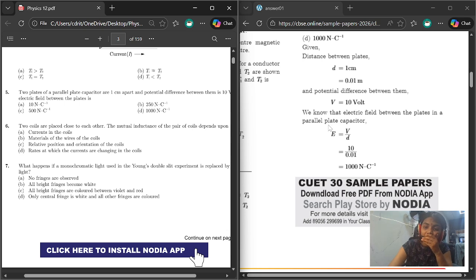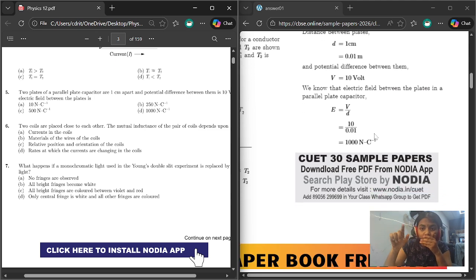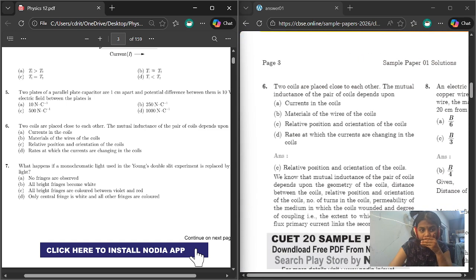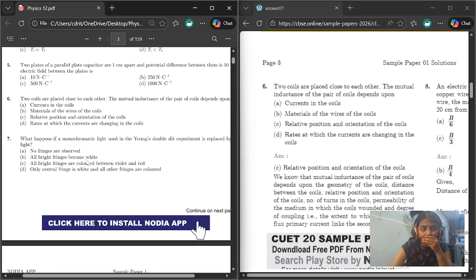We know the electric field between two plates in a parallel plate capacitor is E = V/d = 10/0.01, which is equal to 1000 newton per coulomb. So now next, moving to the sixth question.